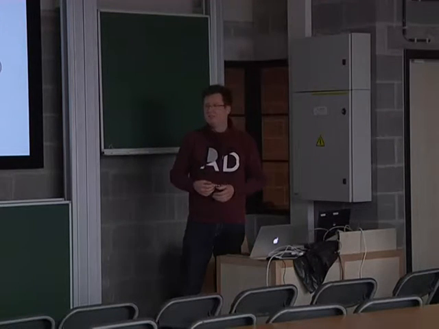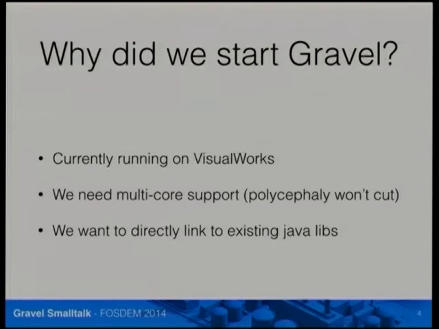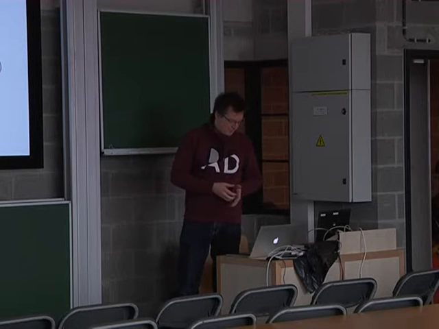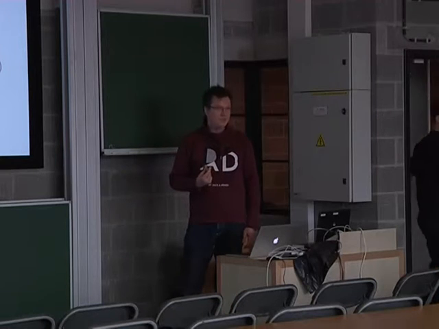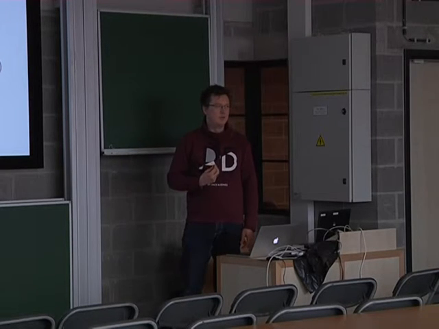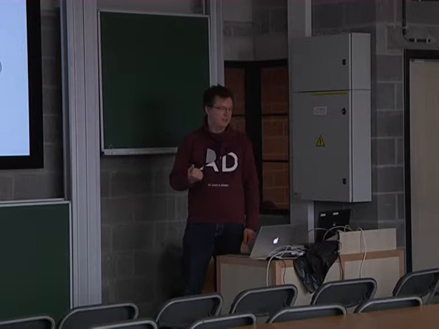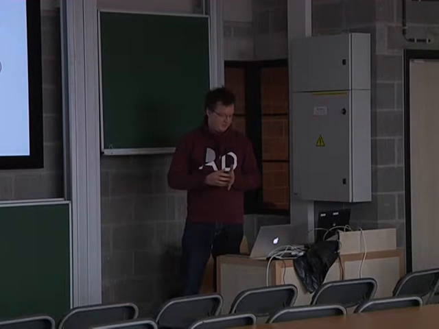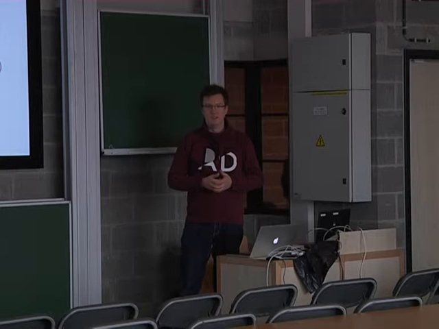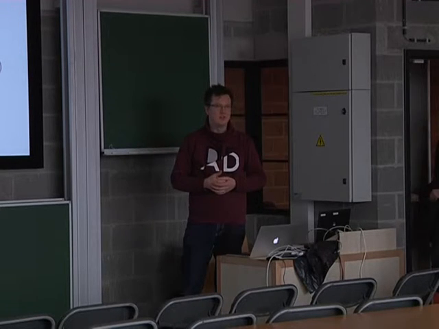And this leads us to the part why we actually started Gravel, because we have lots of Smalltalk code, and we want to run on Java. And we are not going to rewrite that, because that will take many, many years. And we will introduce many bugs, and I don't like Java. I like to program in Smalltalk. The main reason we currently are looking away from VisualWorks to another platform is we want to have good multi-core support, and we want to integrate with the whole Java library infrastructure with all the good stuff that is made out there.